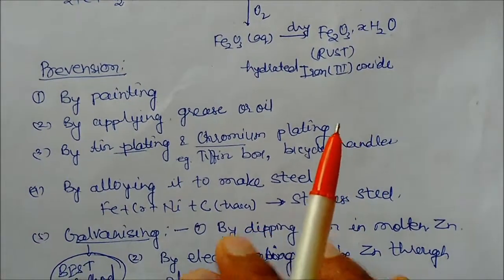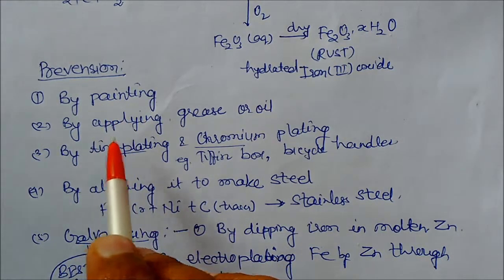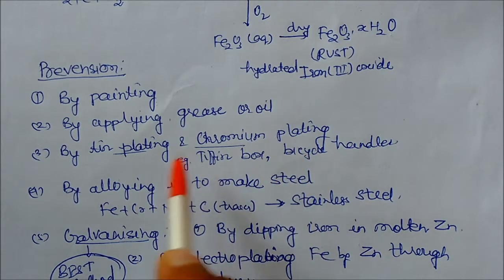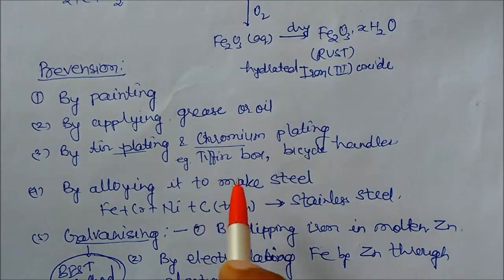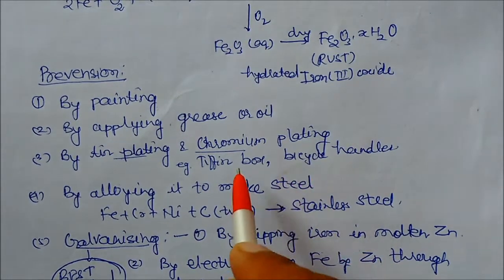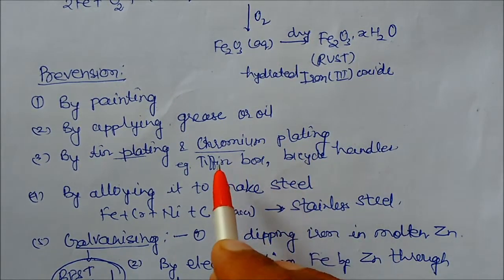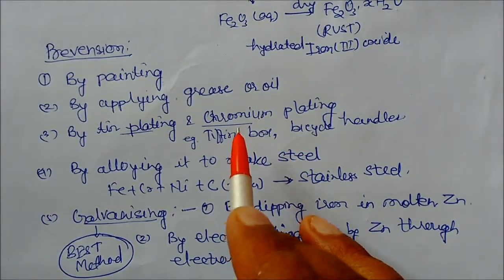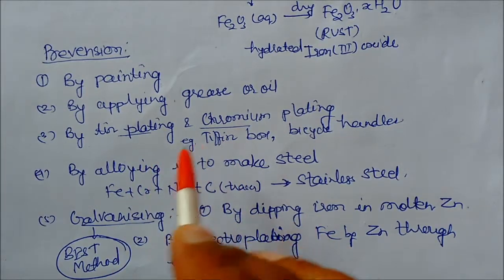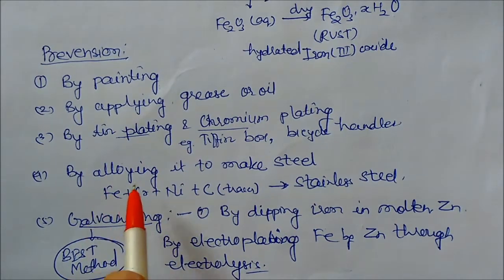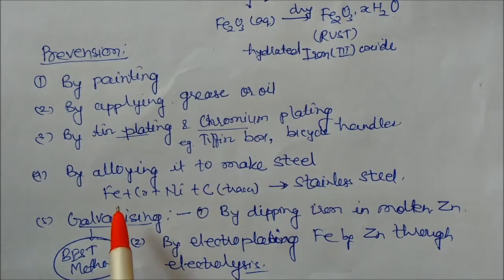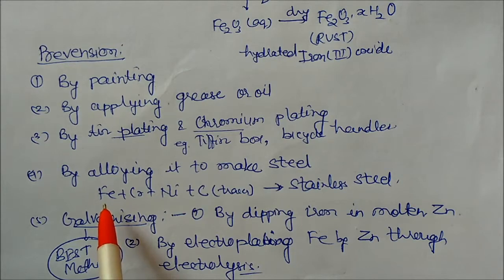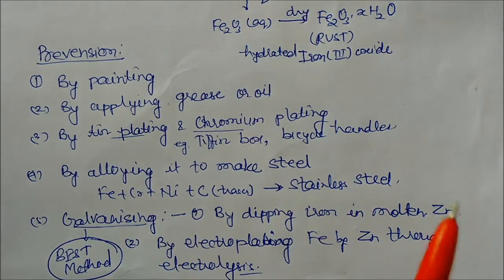How to prevent it? We can prevent it by painting, by applying grease or oil, by tin plating or chromium plating. We make many products like tiffin boxes and bicycle handles, which are usually done by chromium plating. Chromium is less reactive than iron, so when air reacts, it cannot react with the chromium. In this way iron is protected. We can also alloy it to make steel: iron, chromium, nickel and some traces of carbon are mixed with a major proportion of iron to make stainless steel.